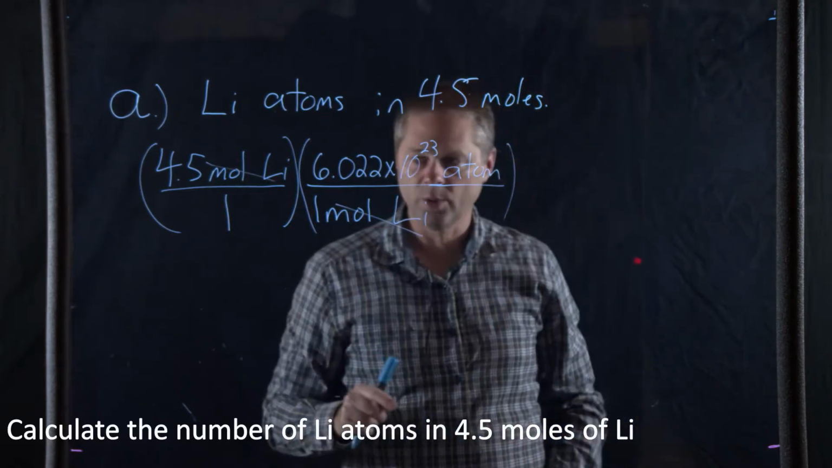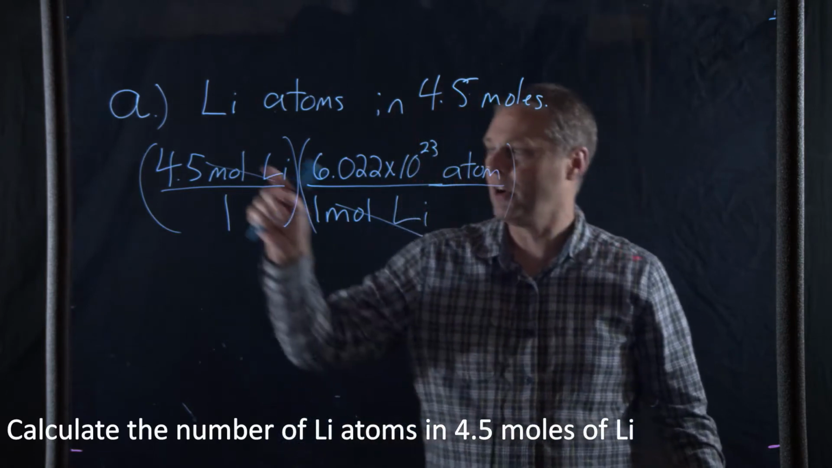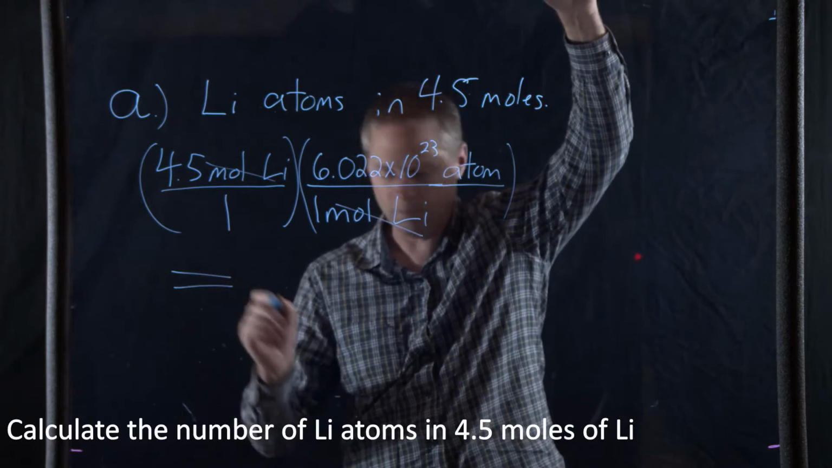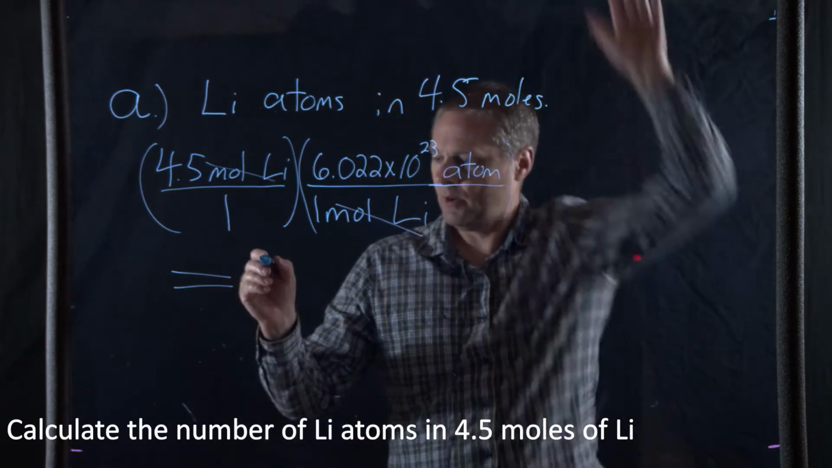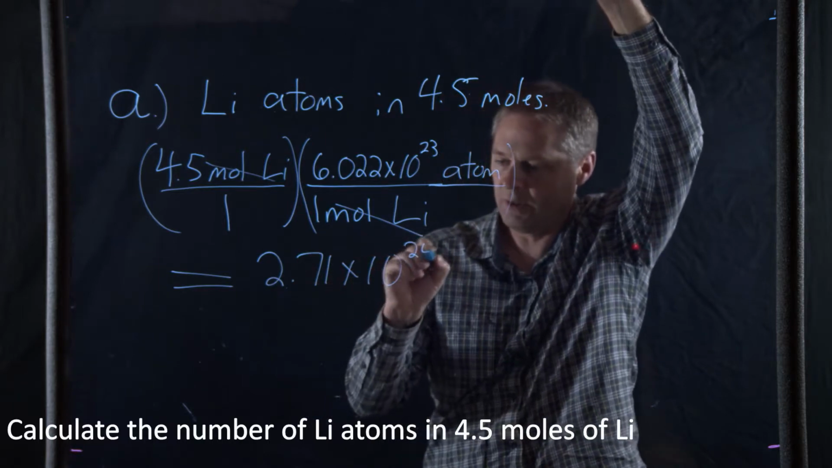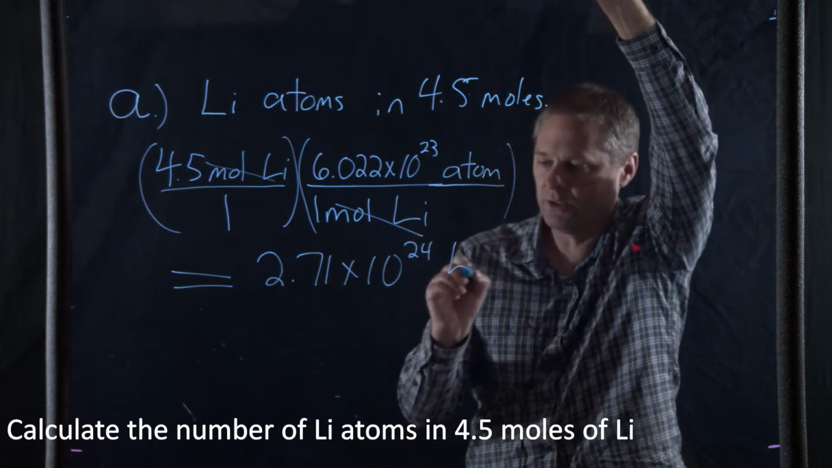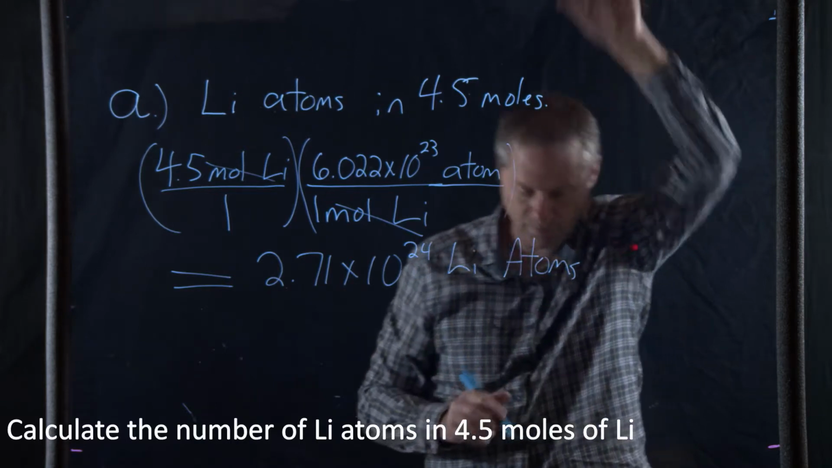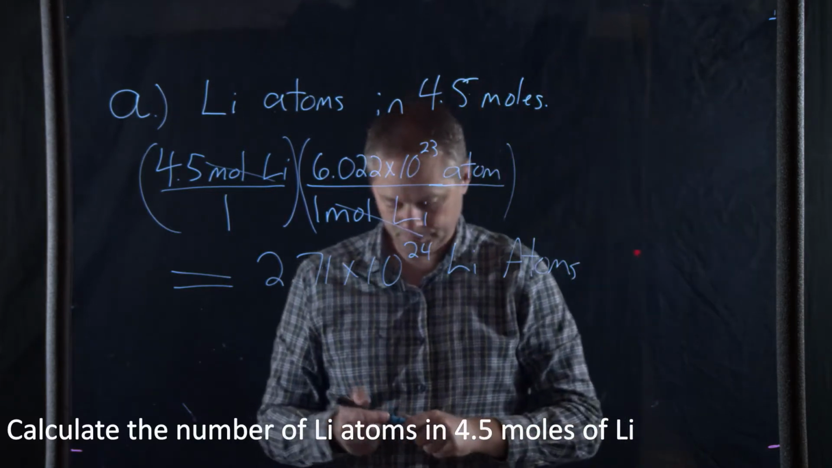The moles are going to cancel, and so we'll simply take 4.5 times Avogadro's number, and what we end up getting is 2.71 times 10 to the 24th lithium atoms. So that's the first one.